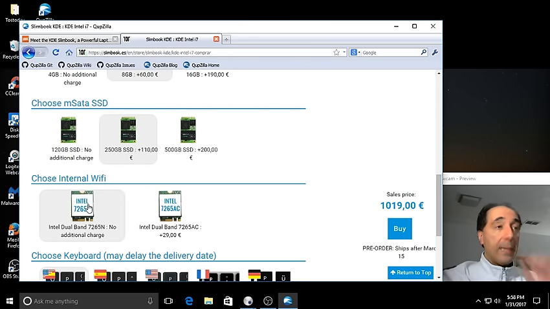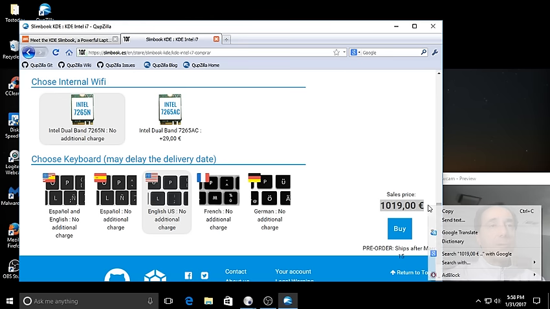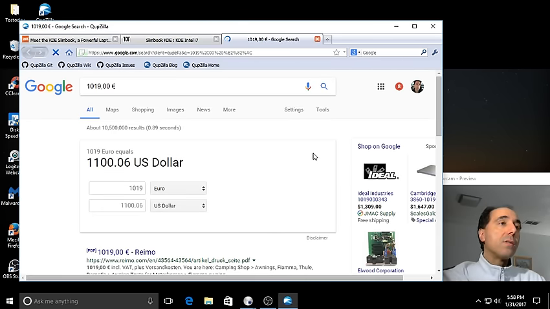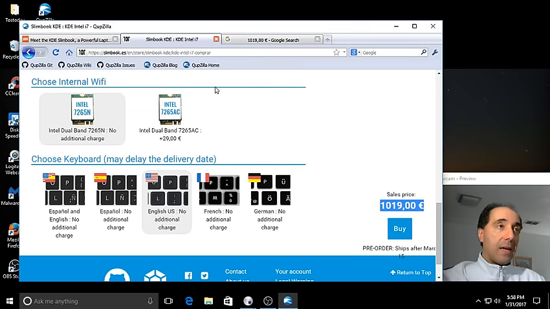Okay, Wi-Fi and English keyboard. Now, as you can see here, that is over 1,000 euros. Let's see what that translates to dollars. Now that's over $1,100. Would I buy a Linux machine like this for over $1,000? I have to be honest, I would not.